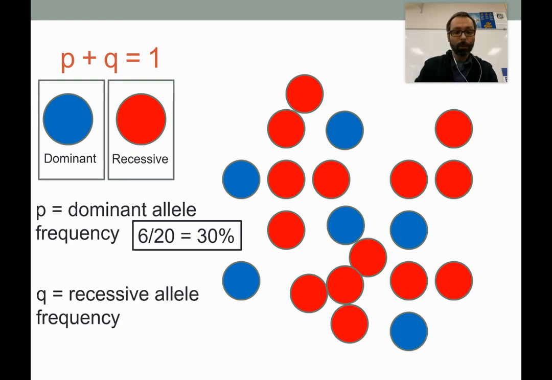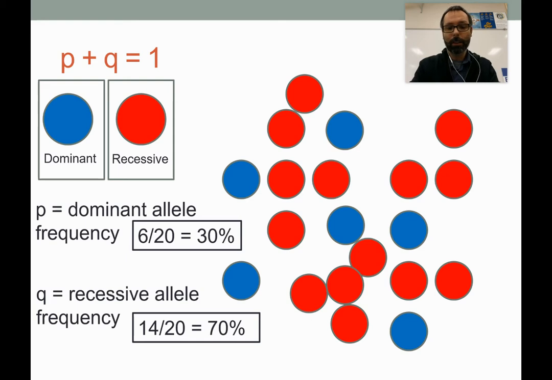The Q would represent the recessive allele frequency. So again, if I was going to reach for one of these dots on the screen, what are the chances that it would be a red one? 14 out of 20, because of course it has to add to 20. And it also has to add to 100 on the percentages. So if it was 30% in one case, it was 70% in the other. But that is what this is saying, right? P plus Q has to equal 1. 30% plus 70% equals 100%. It equals 1. And of course, this always has to be true.